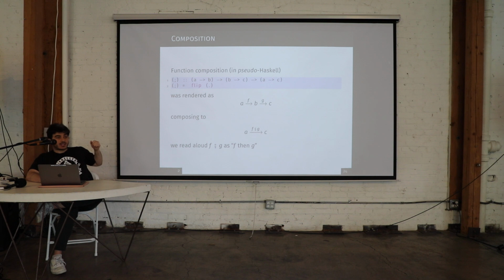So usually we render things like this. We squish the F and G into one function, the intermediate type B goes away, and for the sake of reading aloud, this semicolon symbol, let's read it as "then." So maybe before you said G of F, now you could say F then G. Okay.